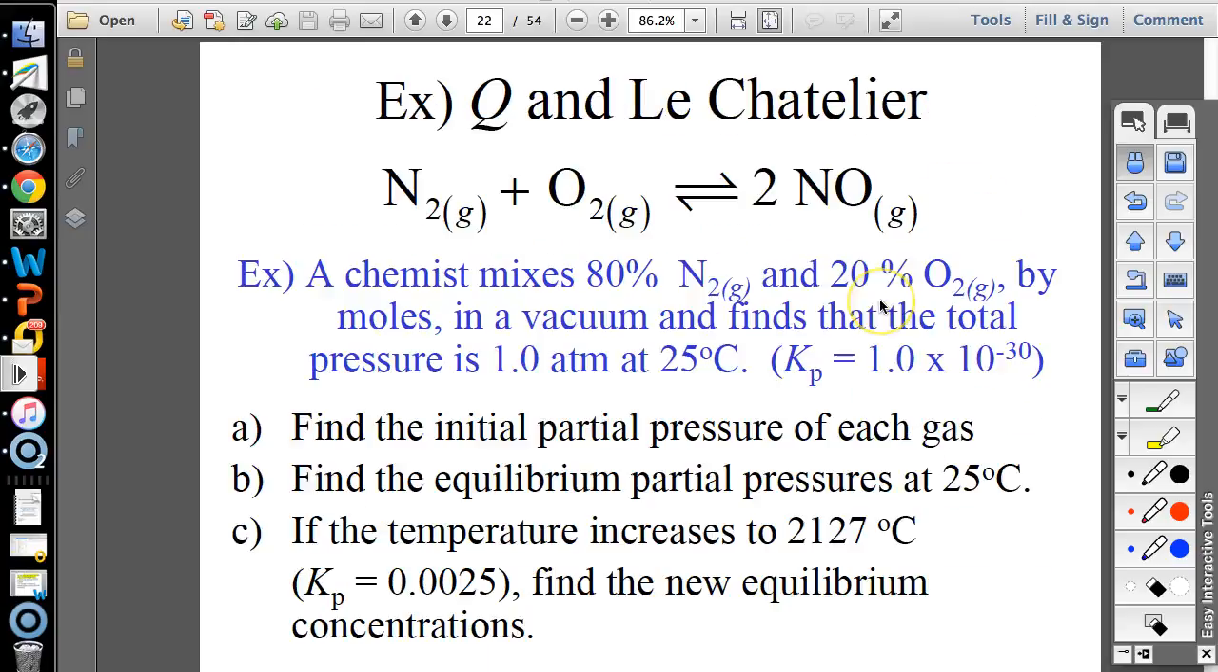Yay! Yay! All right, so Q and Le Chatelier.